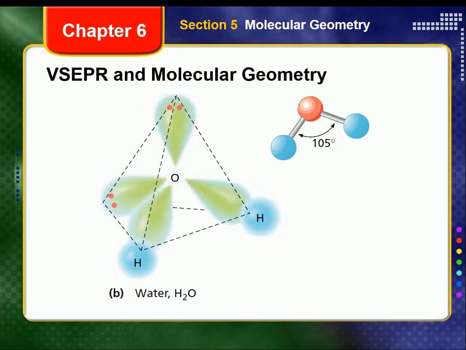In figure 6-22B on page 185 of your text, or on the screen now, note that the bond angles in ammonia and water are somewhat less than the 109.5 degree bond angles of a perfectly tetrahedral molecule. These angles are smaller because the unshared electron pairs repel each other more strongly than do bonding electron pairs.